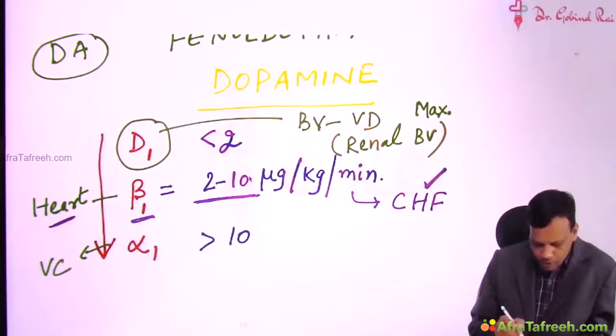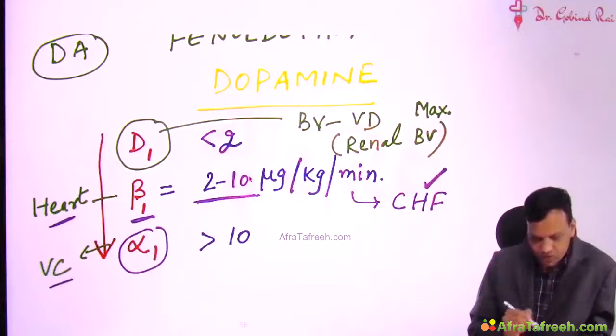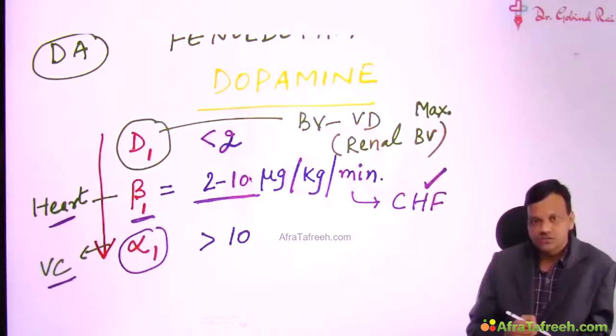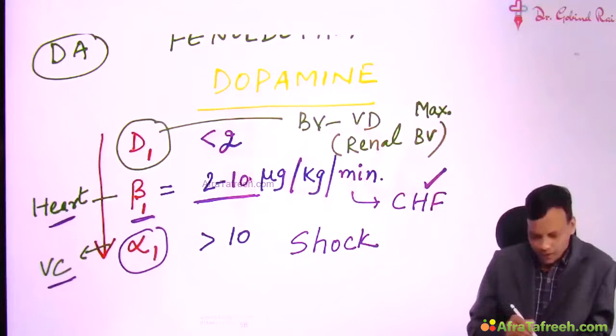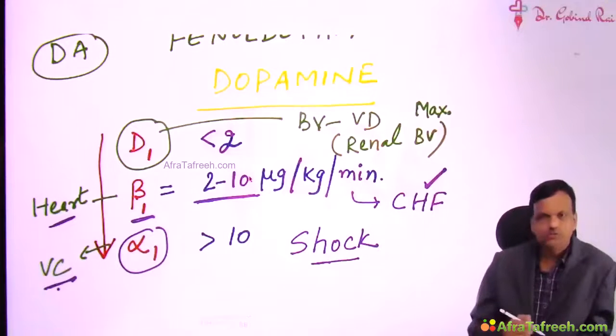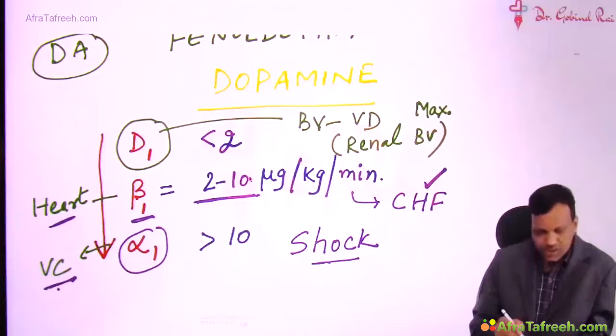Now dopamine can also stimulate alpha 1 receptor, which will cause vasoconstriction. So in which disease do we want to cause vasoconstriction? Yes, in patients with shock. So dopamine, when given in high doses, will cause vasoconstriction that will increase the blood pressure, so it can treat shock. But the additional advantage of dopamine is that at high doses it stimulates all three receptors.